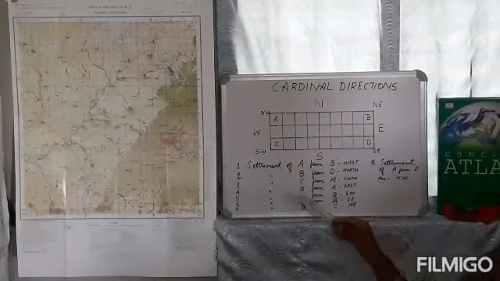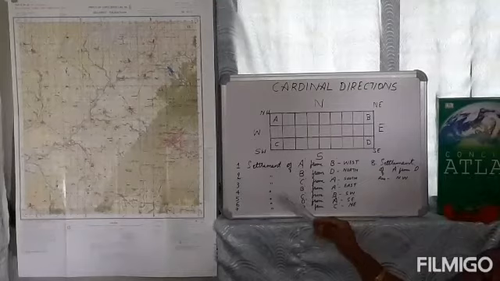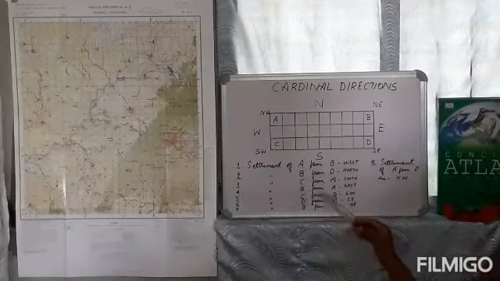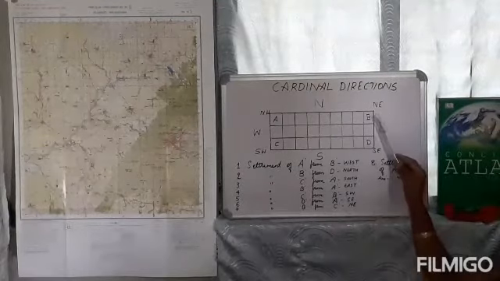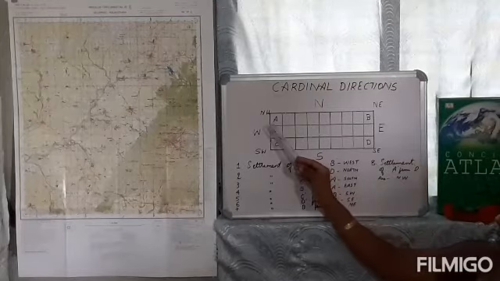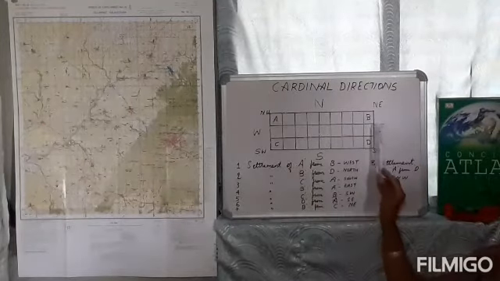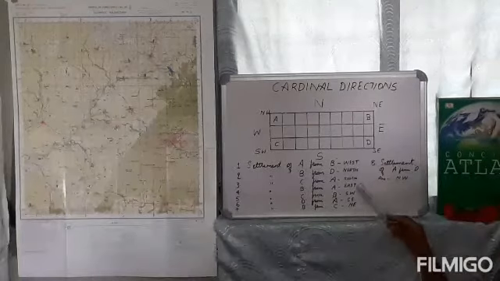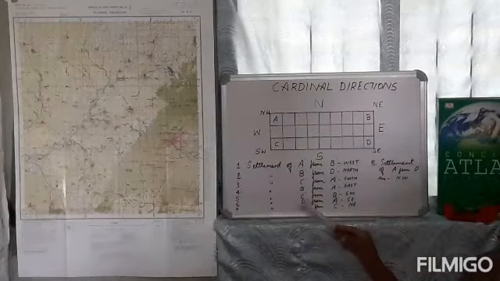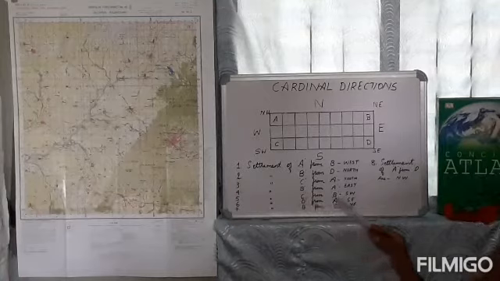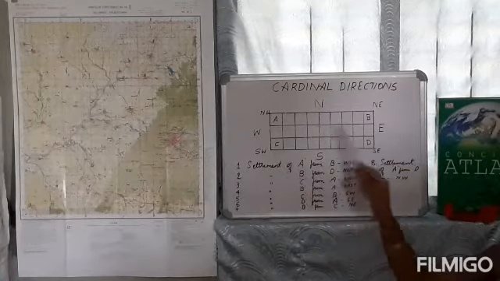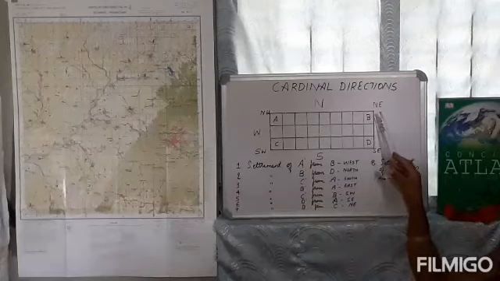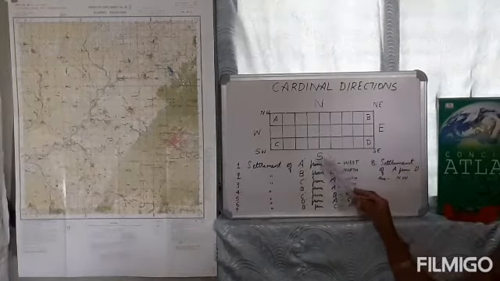Next question is, what is the compass direction of the settlement of B from A? East. The direction of the settlement of C from B. Southwest.